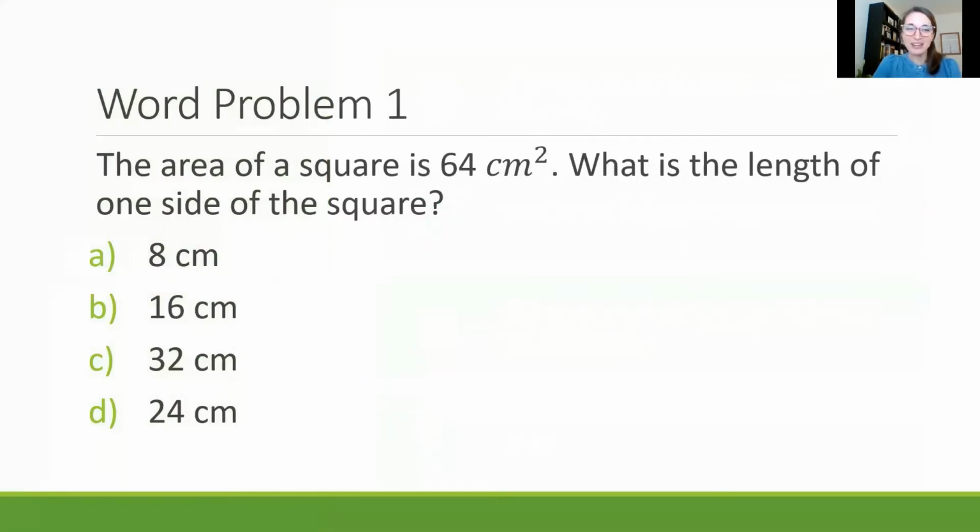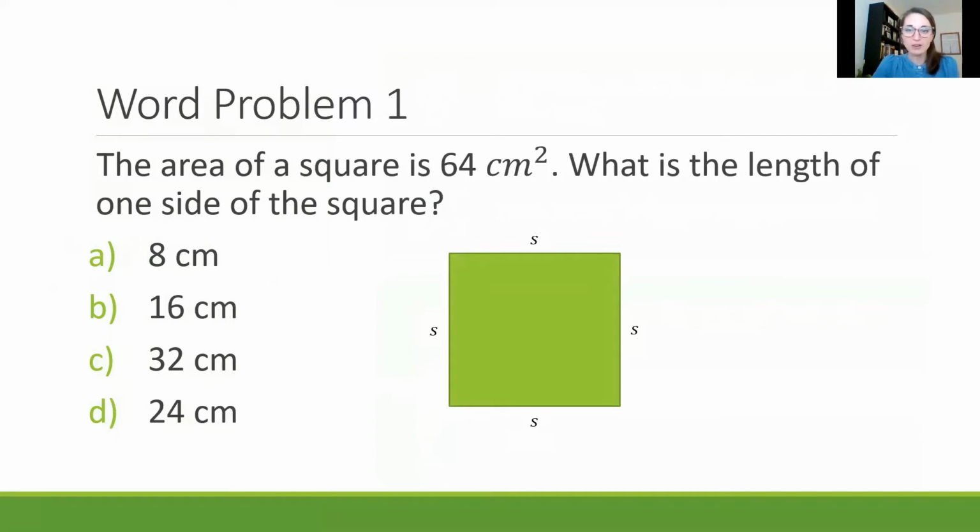So for word problem 1, it says the area of a square is 64 centimeters squared. What is the length of one side of the square? Well, the first thing I want to think about is what a square looks like. I know that a square has 4 equal sides. So to find the area of a square, I would just multiply 2 of those sides together. Well, side times side, or I could think about it as side squared.